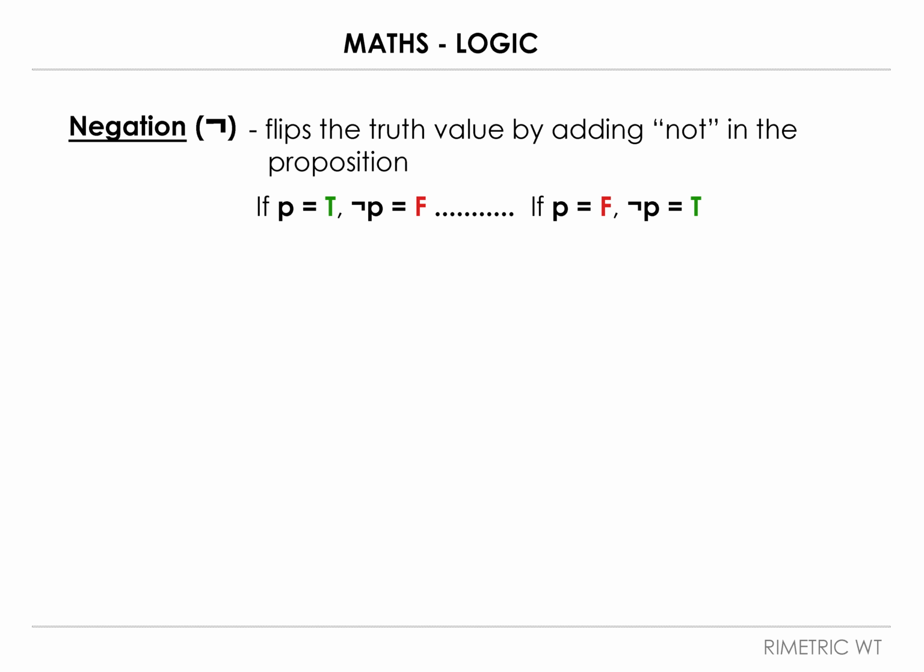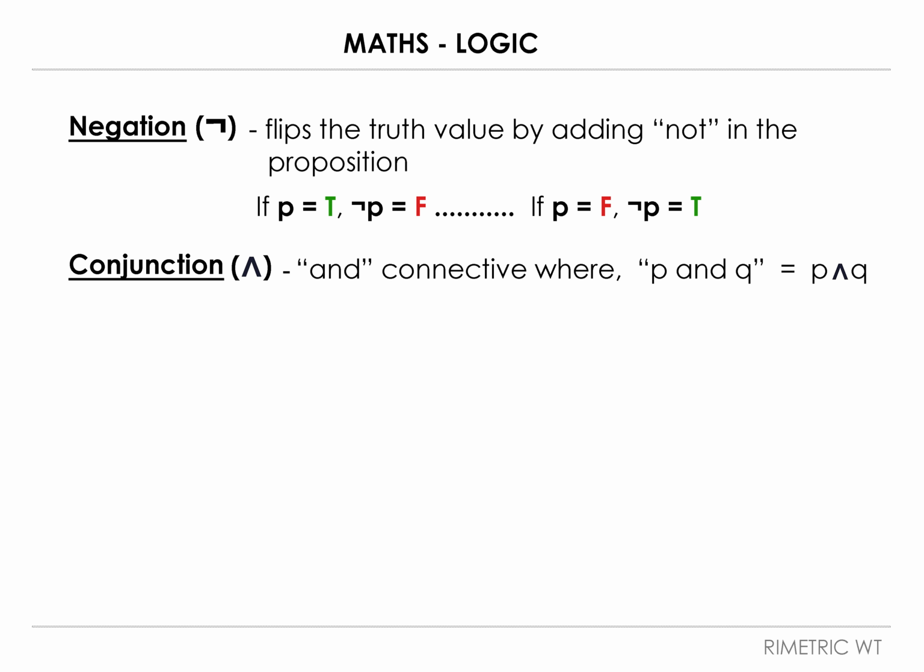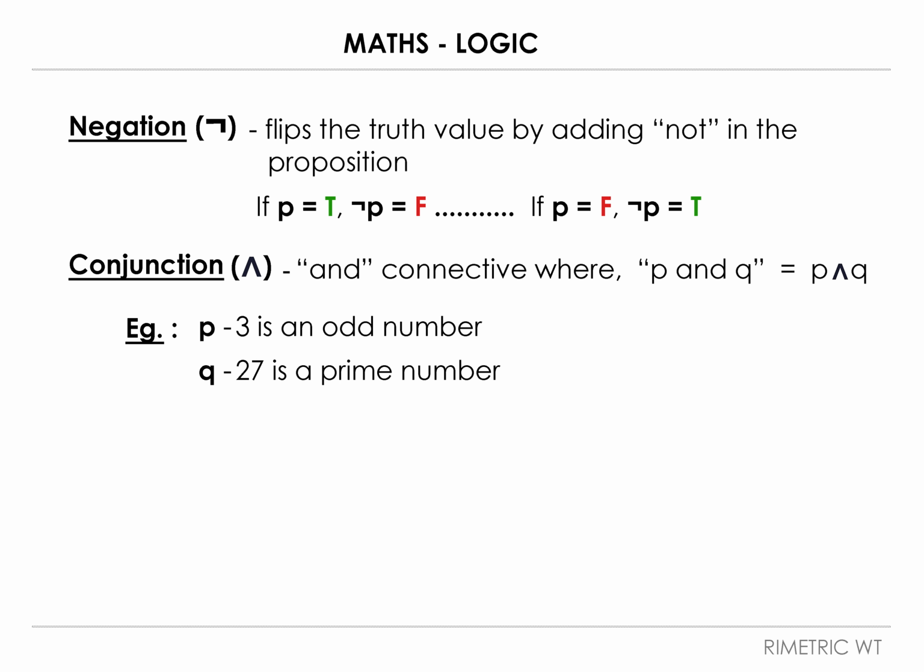Next, let's look at joining two propositions. When we use the word and, we call it a conjunction, denoted by the inverted V symbol. For a conjunction to be true, both parts must be true. For example, consider the statement 3 is an odd number and 27 is a prime number. Let's evaluate it. 3 is odd, true, but 27 is not prime, false. Because the second part is false, the entire conjunction is false.